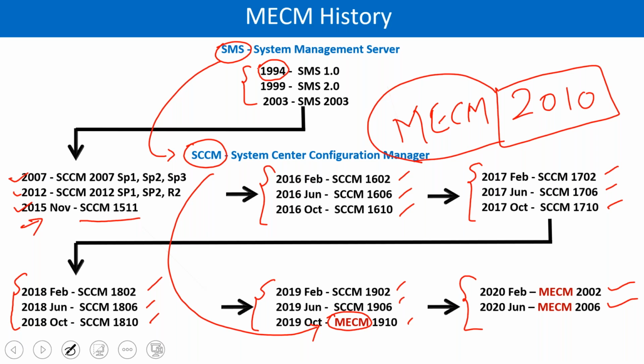And this is the third largest selling product of Microsoft. The first one is the Windows operating system. The second one is Microsoft Office, and the third one is MECM, or SCCM. Clear? Any question, guys, from anyone? All good?